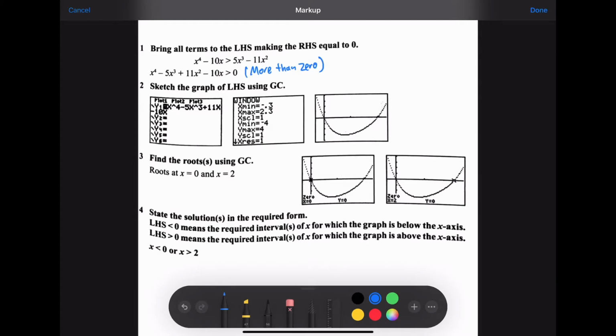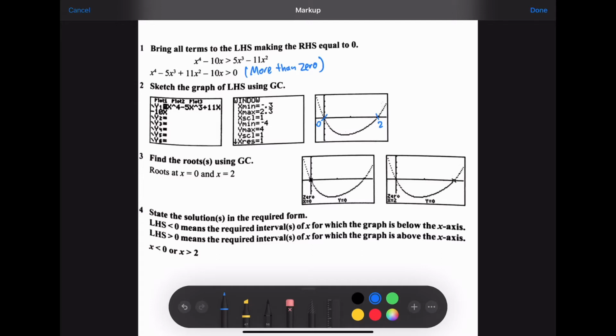Okay, so the next step is we're going to use our graphic calculator to plot the graph, and you can see that it's cutting my x-axis at 0 and 2. So this is the next step you've got to find: what is my x-intercept, the roots of the equation?